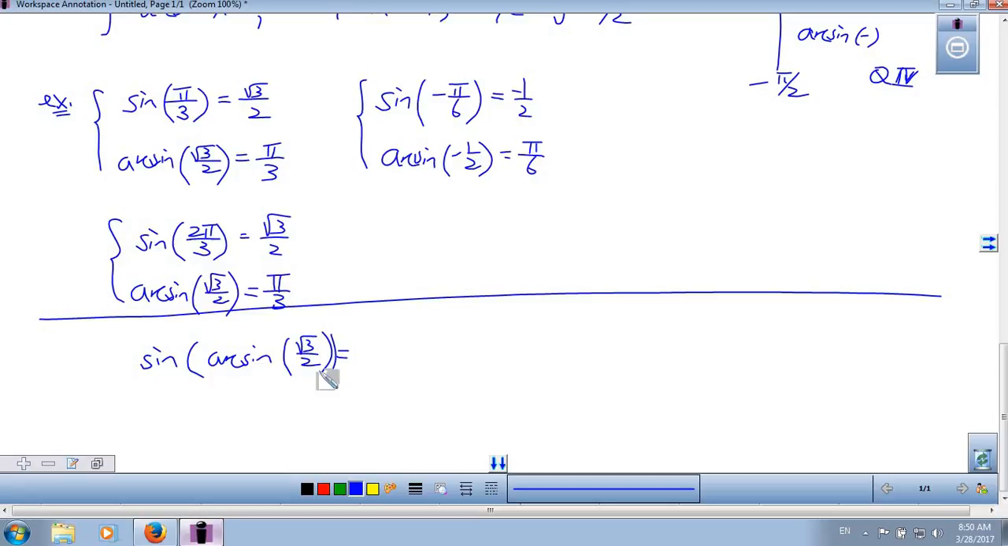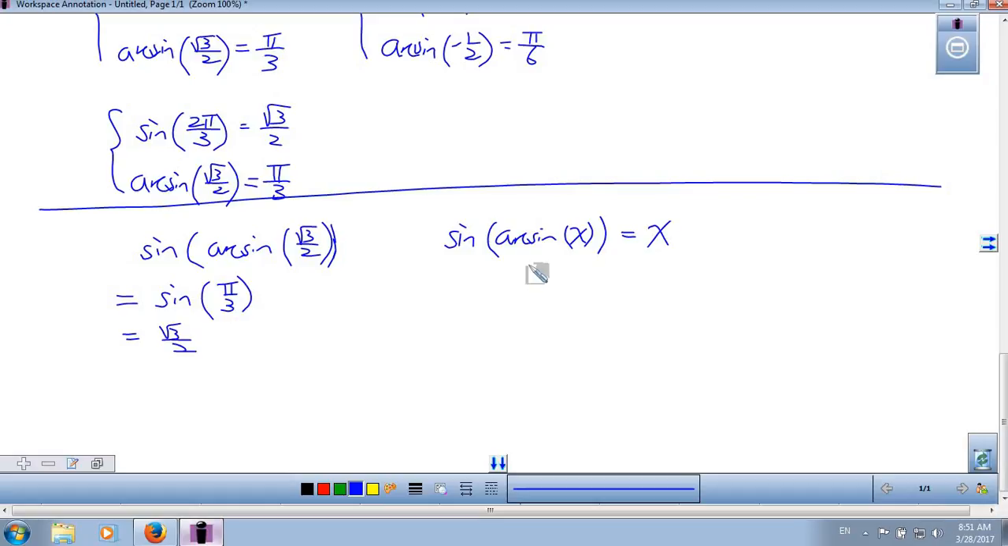Well, let's evaluate the inside. What's arcsine of square root of 3 over 2? Arcsine of a positive number will always return the angle in quadrant 1. So we're asking, what is the angle that has a sine value of square root of 3 over 2 in quadrant 1? If you look at our unit circle, it's pi over 3, 60 degrees. And sine pi over 3 is square root of 3 over 2. This demonstrates that sine of arcsine of x will always equal x. But would the opposite also be true?